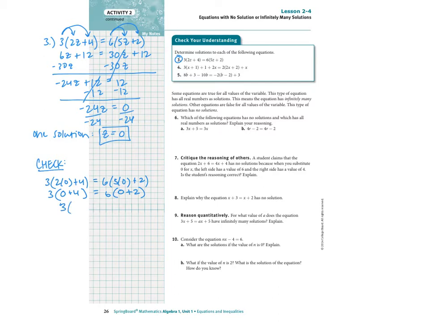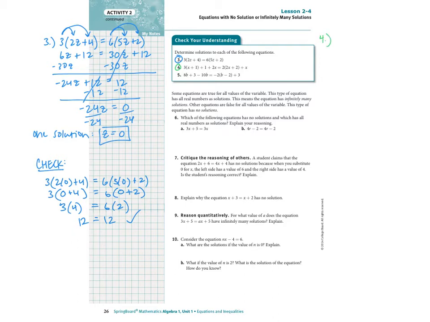So right now we have 3 times 4. And we're going to see if it equals 6 times 2. Well, lo and behold, it does equal. We have 12 equals 12. Cha-ching! That means we did find the right solution. It is balanced. Now let's go ahead and look at number 4.